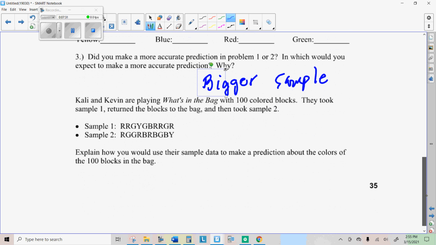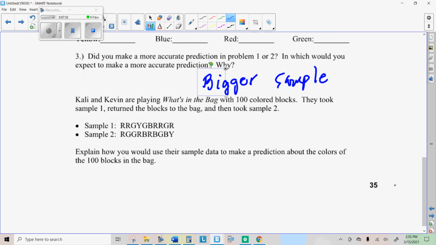Okay? All right. We're going to do a bigger one now. There's 100 blocks in this bag. We want to know how many of each color there are. Okay? To do that, Callie and Kevin each took a sample. Okay? So we're going to count them. So we're going to count the reds, the greens, the yellows, and the blues. Go ahead and do that. See if we get the same total.